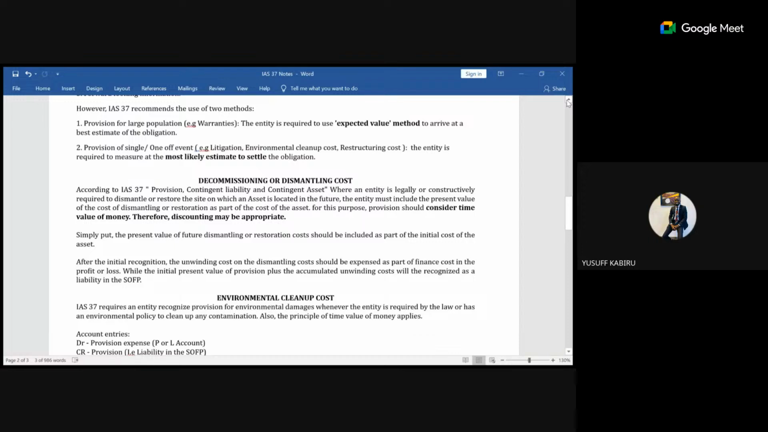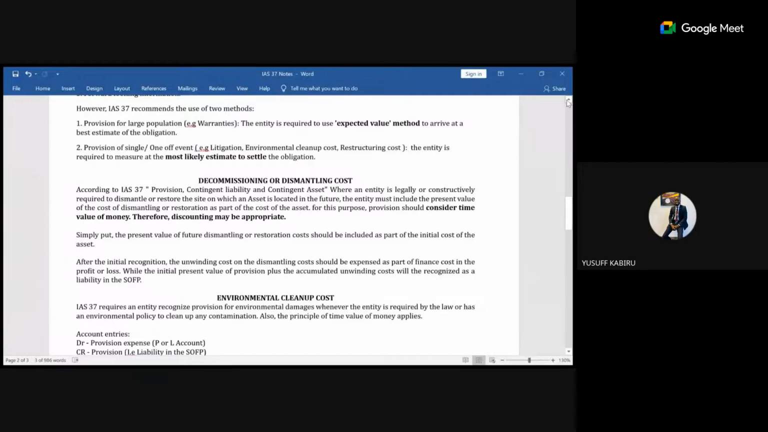Please pay me next year. This 10 million naira, please pay me next year. Now, what time value of money is saying is that the 10 million naira you have today is not the same 10 million naira you have next year. That means inflation would have occurred.